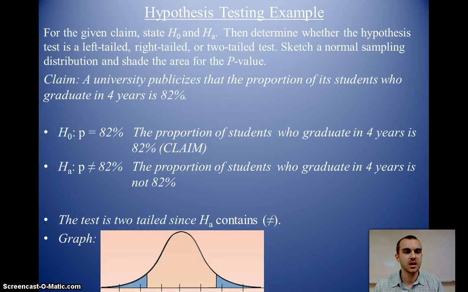Here's an example. Say that a university publicizes that the proportion of its students who graduate in 4 years is 82%. So that means, is 82%, that's an equality problem. So my null hypothesis would be p equals 82% or 0.82. That is where my claim is. My alternative is then that it's not equal to 0.82. If I wanted to create a graph, I'd be using the two-tailed graph since it's an inequality.